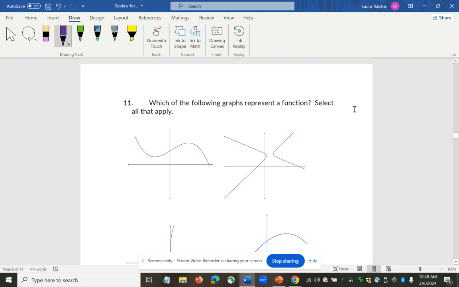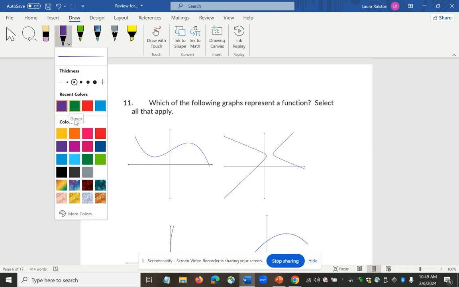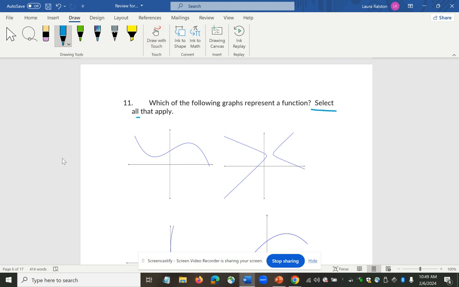Okay, then question 11 says, which of the following graphs represent a function? And it says select all that apply. So there could be more than one correct answer. And again, from a graphical perspective, we use the vertical line test. If the vertical line only crosses the graph once at any given point, then it is considered a function.